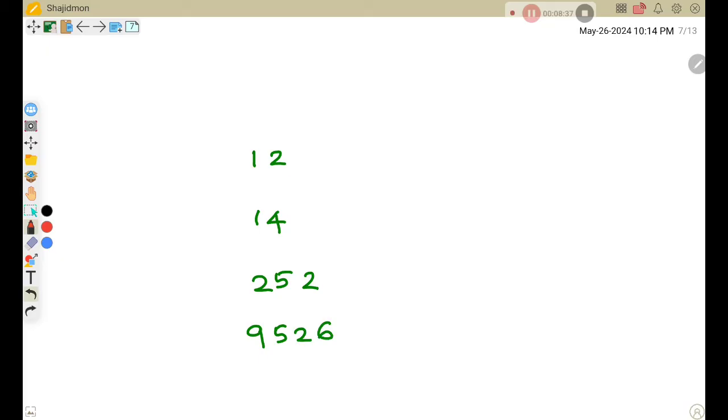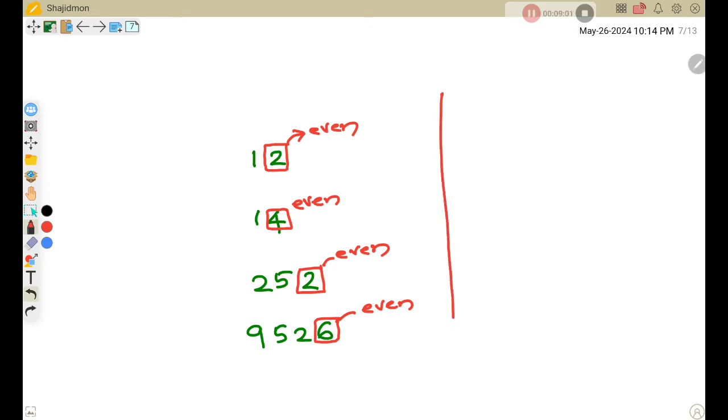So how are we identifying an even number? The last digit should be even. For example, 2 is an even number, correct? In 14, 4 is an even number, that means 14 is an even number. In 252, 2 is an even number, that means 252 is an even number. In 9526, the last digit is an even number, so it is an even number. Like that we identify even numbers. We can divide by 2, that is the simple meaning of even number.